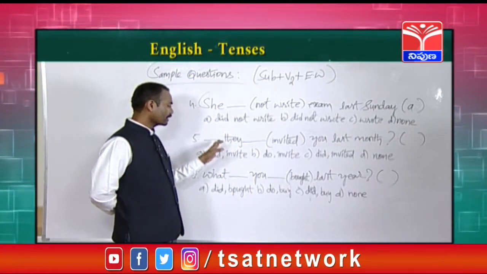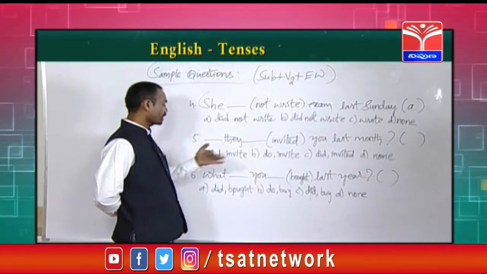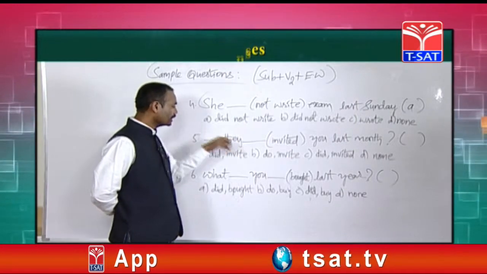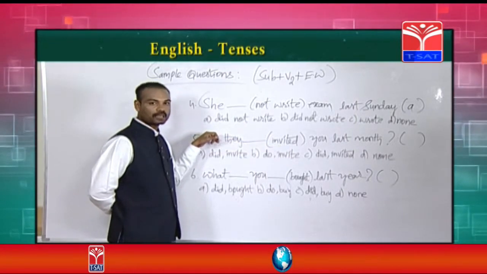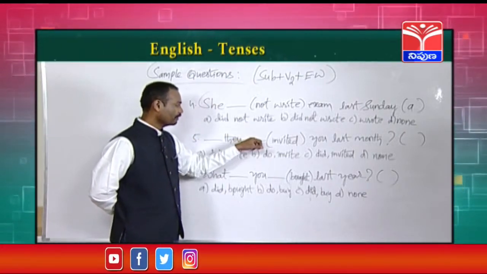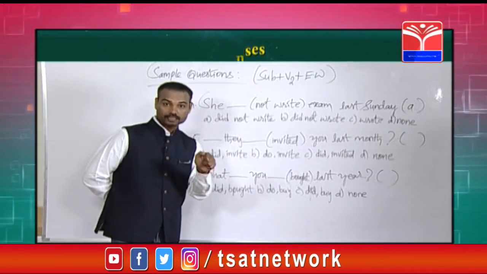So every sentence in this tense, especially interrogative sentences, should be started with did, whatever the subject is. Okay, did they. Next, V1 should be used because we are using did here. So "did they invited" is wrong. "Did they invite you last month?" This is the right sentence.